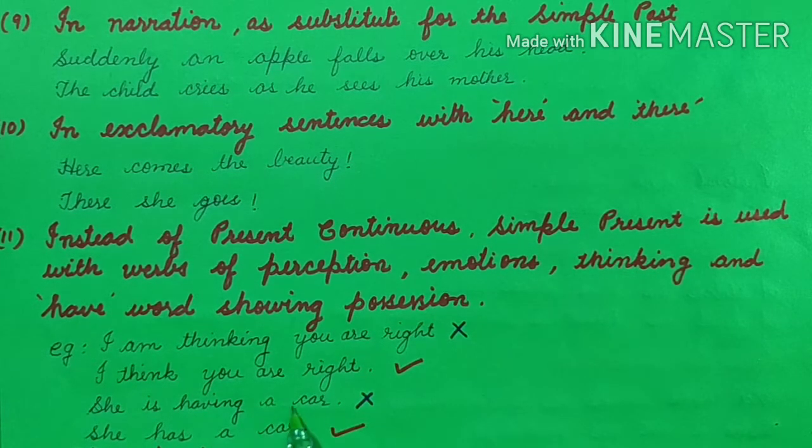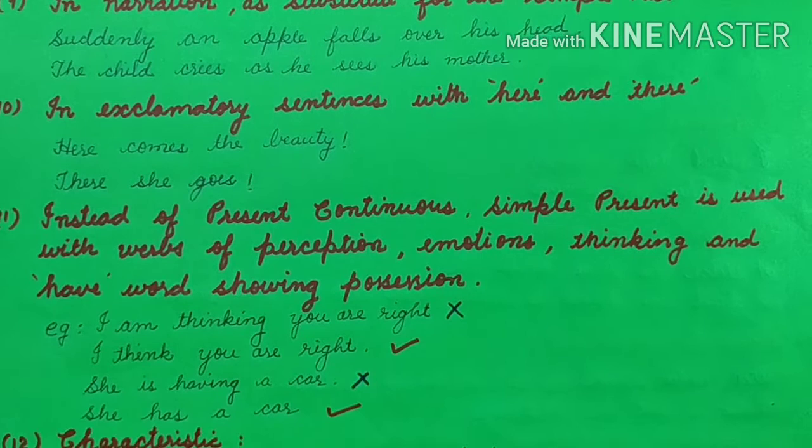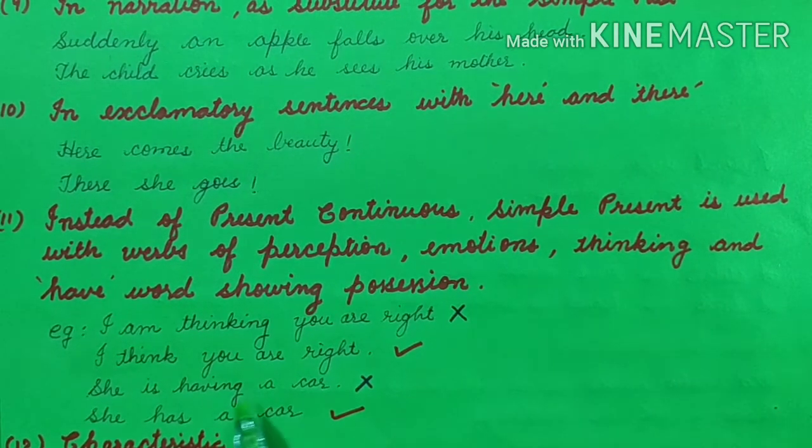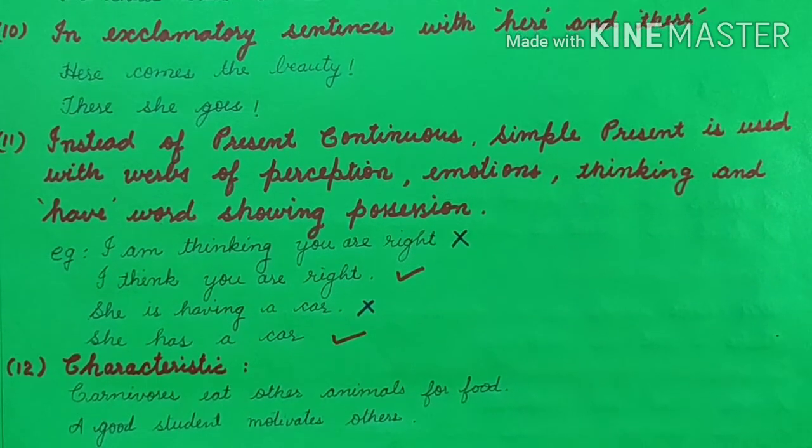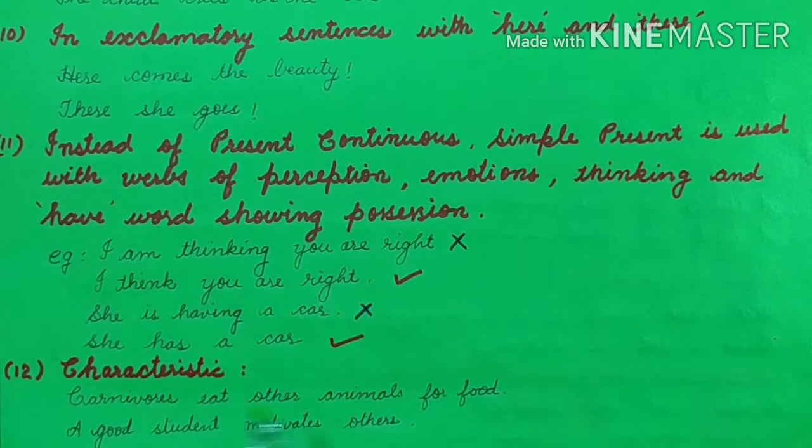She is having a car. Possession. You must not say she is having a car. You need to say she has a car. Am I correct, children? Now, characteristics we talk about. Like carnivores. You know about carnivores. They eat other animals for food. So here, eat. That's the characteristic of carnivorous animals.